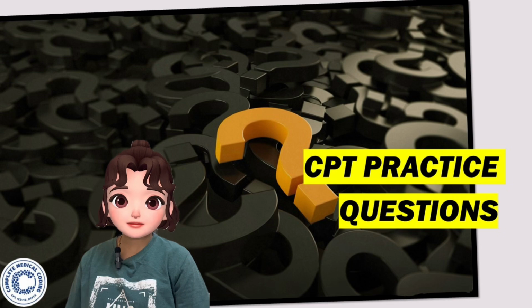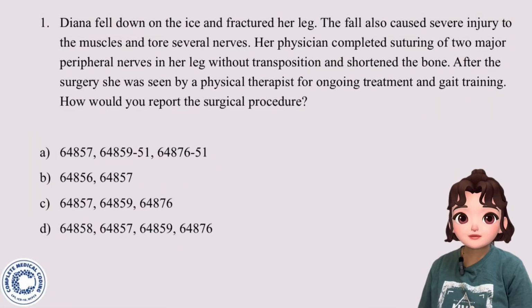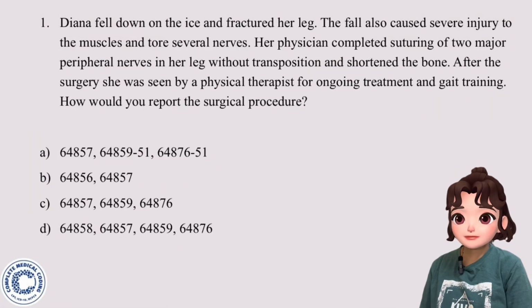Let's move to the questions one by one. First question. Diana fell down on the ice and fractured her leg. The fall also caused severe injury to the muscles and tore several nerves. Her physician completed suturing of two major peripheral nerves in her leg without transposition and shortened the bone. After the surgery, she was seen by a physical therapist for ongoing treatment and gait training. How would you report the surgical procedure?